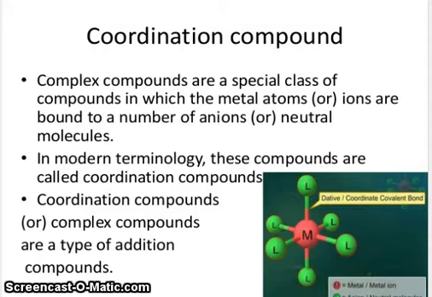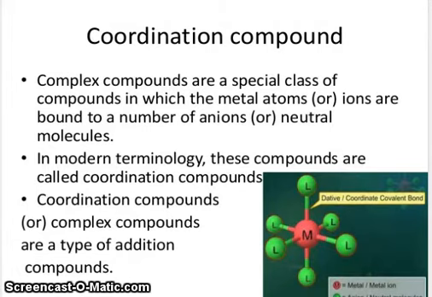Today in this video, I am going to talk about coordination compounds. Complex compounds are a special class of compounds in which the metal atom or ions are bound to a number of anions or neutral molecules.